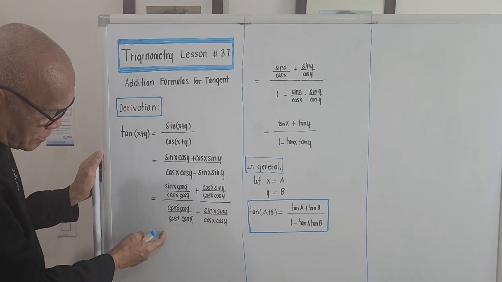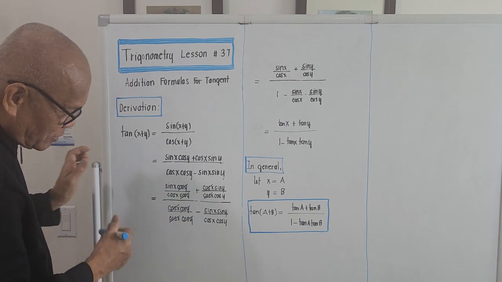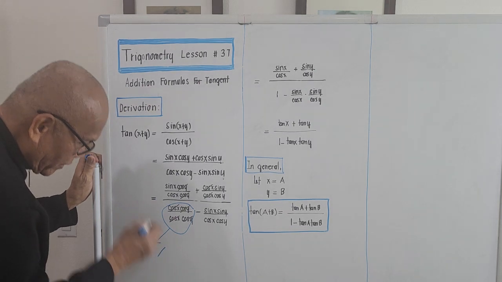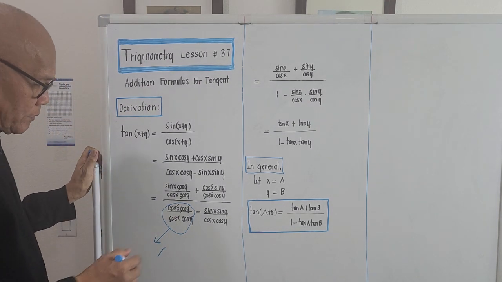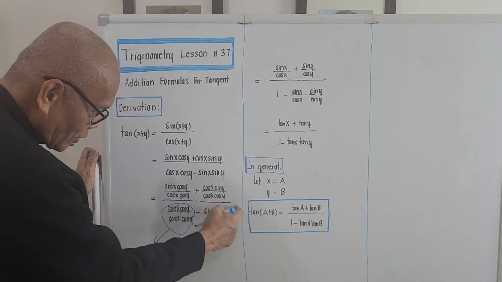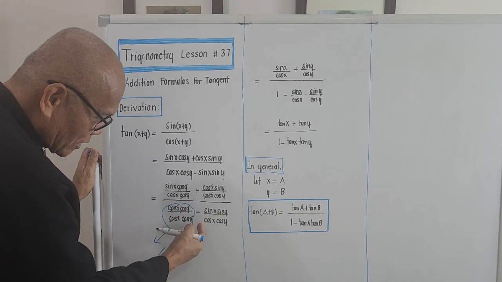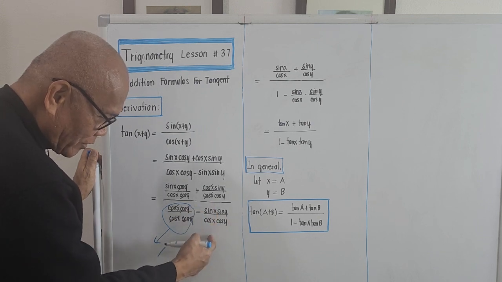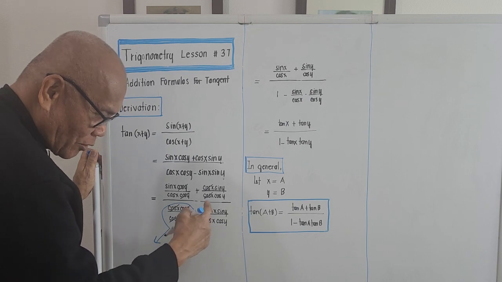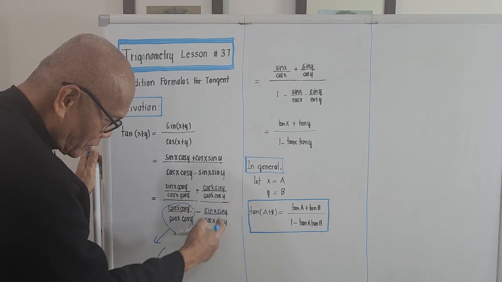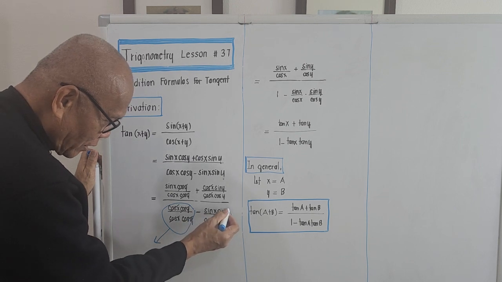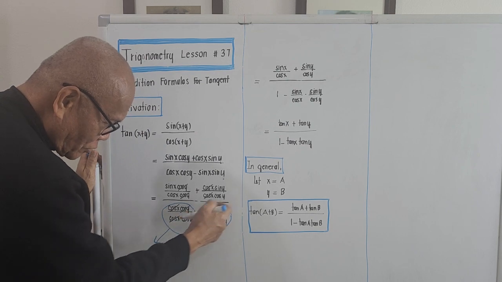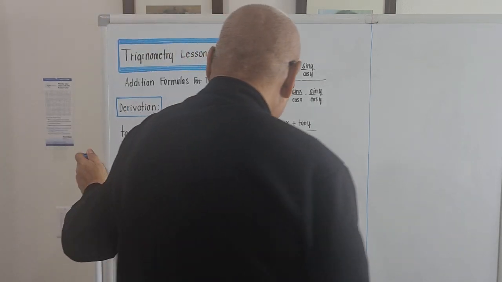In the denominator, cosine x cancels and cosine y cancels. So this one here has the value 1, minus sine x sine y over cosine x cosine y. We can't cancel anything here; there are no common terms for both the numerator and denominator. But since the operation is still multiplication on both numerator and denominator, we could rearrange this.